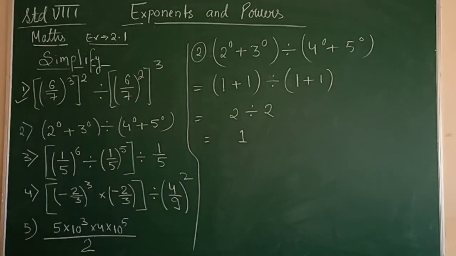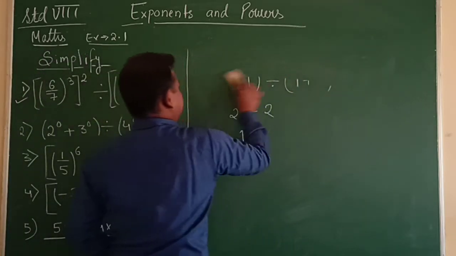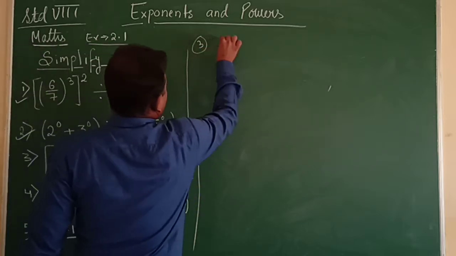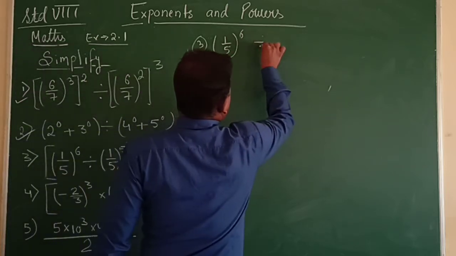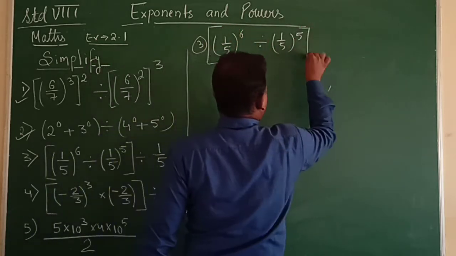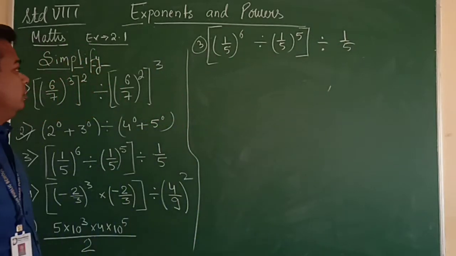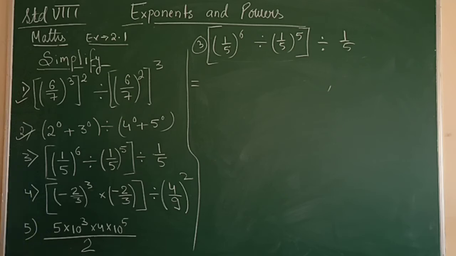Now moving towards our next question, question number 3. Question 2 is done, we are on 3. It is (1/5)^6 divided by, in brackets, (1/5)^6 divided by (1/5)^5, then divided by 1 by 5. First of all, we will solve this portion, because it is inside the big bracket.